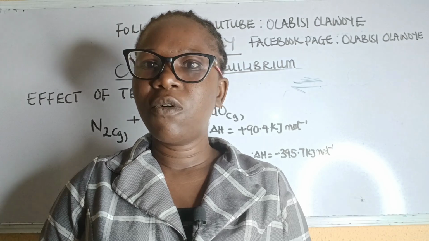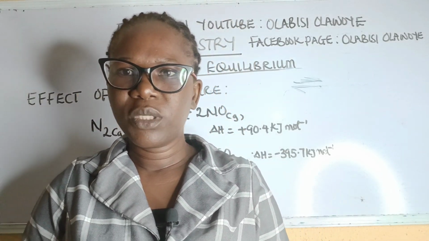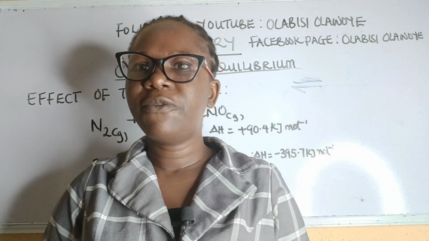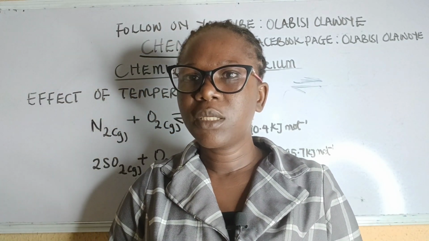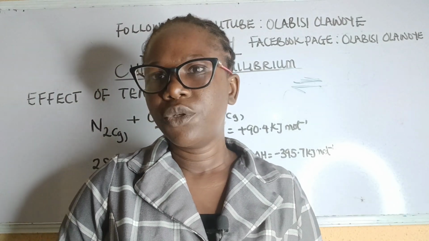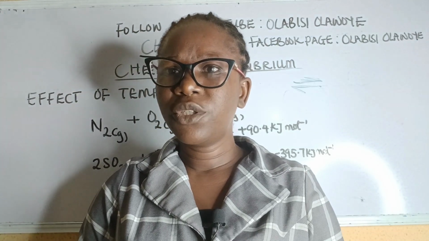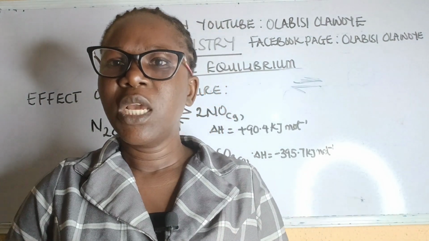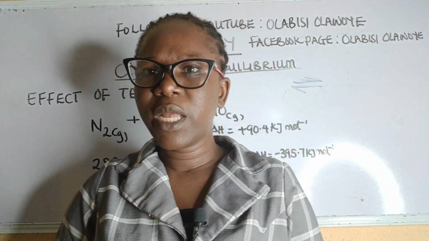Now, how do we determine the effect of the factors affecting chemical equilibrium? We have three factors actually that affect chemical equilibrium. The first one is temperature, the second one is pressure, and the third one is concentration. So when considering the first factor, which is temperature, to interpret this, we need to understand the reaction we are considering. Is the reaction an endothermic reaction or exothermic reaction?